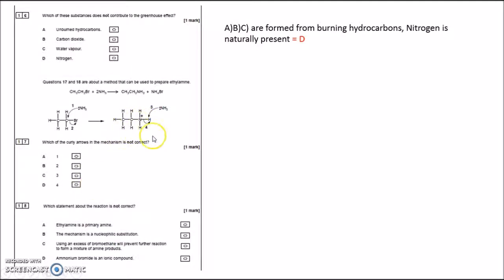A tricky question there, because you've got a mechanism that's overly complicated. Which statement about the reaction is not correct? Ethylamine is a primary amine, so you've got CH3, CH2, and it's going to form NH2 on here. The N is bonded to one carbon. The N bonded to one carbon is a primary amine.